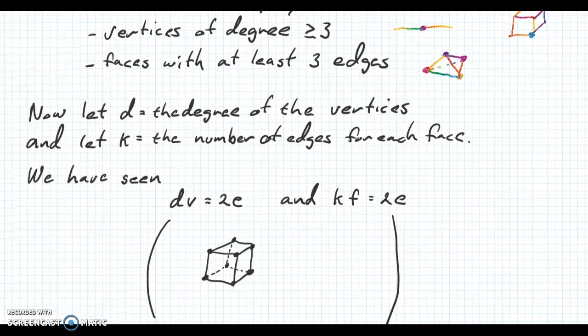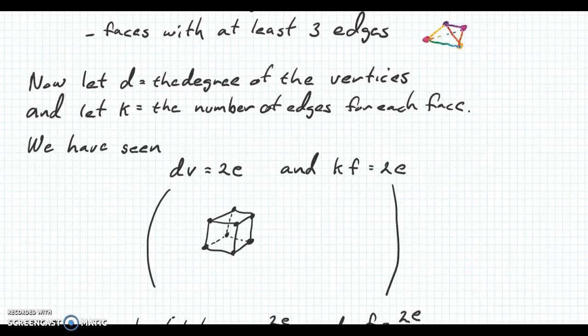So let's get some notation. We're going to let d be the degree of the vertices. Remember, that'll be the same for all the vertices on our graph, and we'll just call it d. And let k be the number of edges for each face. And what do we know? We know d is greater than or equal to 3, and k is greater than or equal to 3.